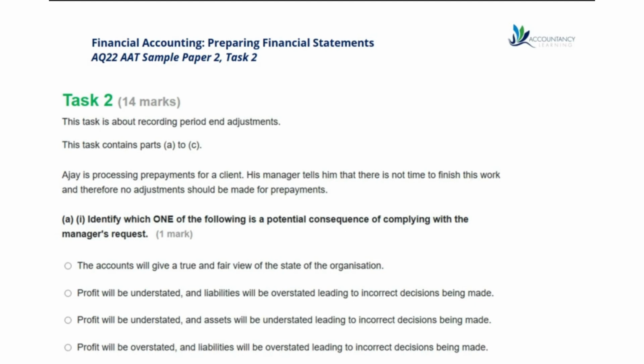This walkthrough will be for the Level 3 Financial Accounting Sample Paper 2 Task 2, which is all about recording period end adjustments. Let's look at the first task.